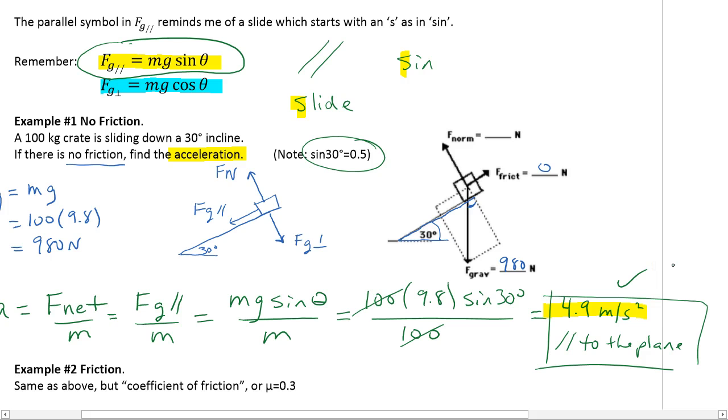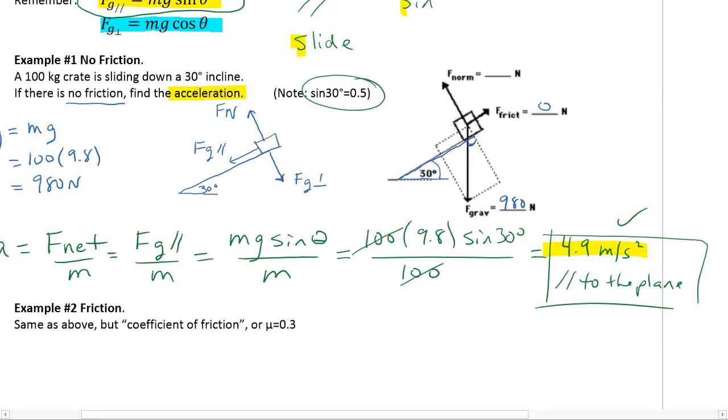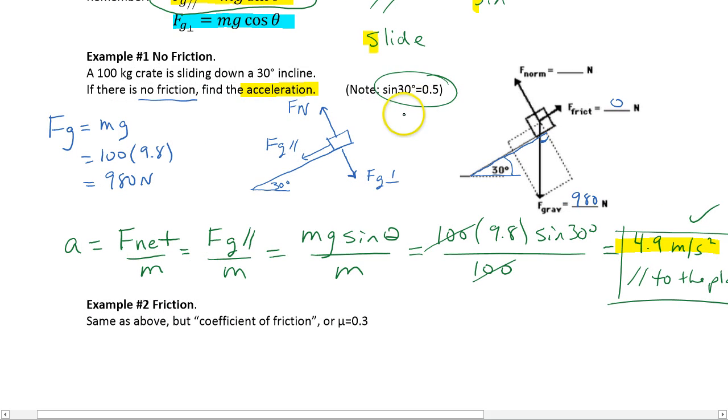By the way, there's a little bit of a shortcut you may have noticed here. This is a special case when there is no friction. When there's no friction, FG parallel is the only force that's causing the acceleration, because the other two, the normal force and the FG perpendicular, are canceling each other out. So over here, before I plugged everything in, I could have just canceled out the masses. So that tells me two interesting things. One is, it doesn't matter what the mass is that we put on that slide.